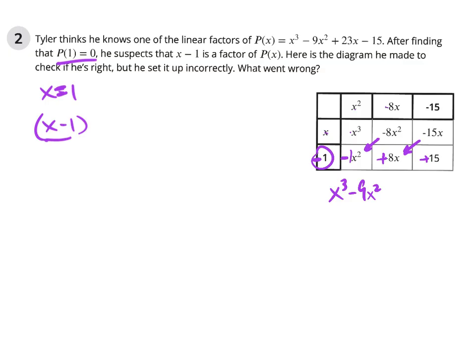So what went wrong? This needs to be positive. Positive. This gives us plus 23x. And then 15 times negative 1 is negative 15. So this sign had to change right here. So back to negative 15. Okay, so be careful with your signs.